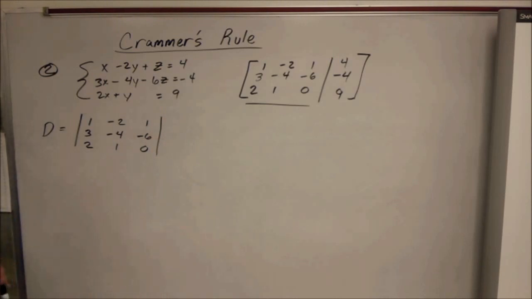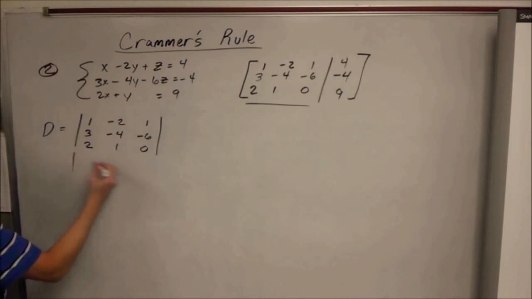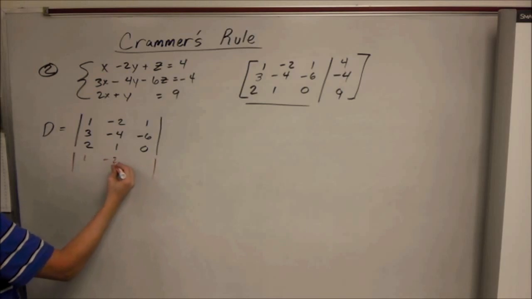Alright? There are a lot of different ways of finding determinants. I use a specific way, just copying this under itself. We only need the first 2 rows.